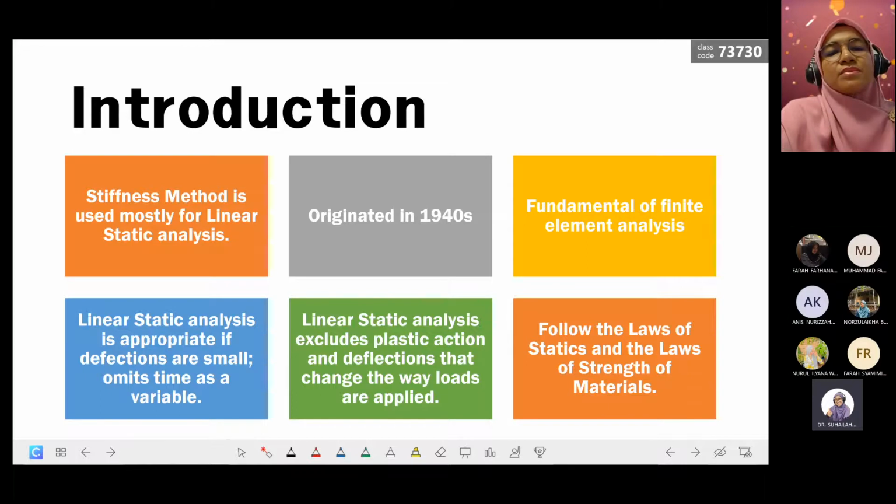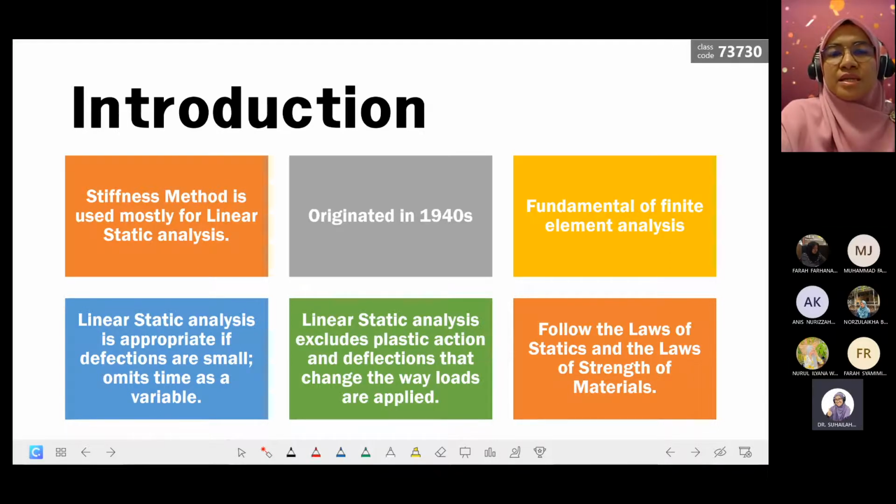Okay, linear static analysis, what is it? Okay, we need to consider only deflection, where deflection are small, and we omit time variable. Okay, we don't consider time whenever we consider static analysis. Okay, linear static analysis excludes also plastic action and deflection that change the way load are applied.